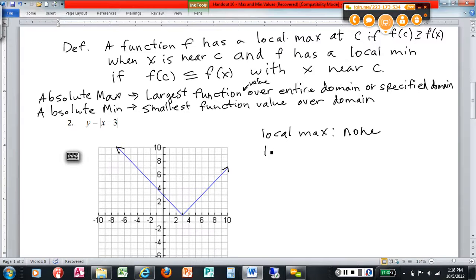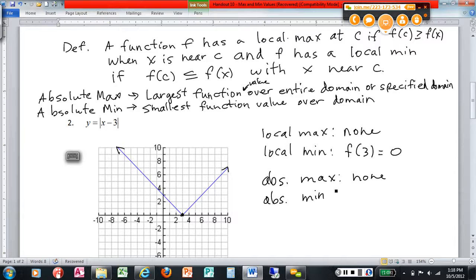Local mins. We got one, don't we? What local min do you see there? Right here, right? F of 3 equals 0. That's a local min. And then absolute max, well, there's none of that either. And then is our local min also an absolute min? I do believe so. The absolute min is for the entire domain, and yeah, that's the lowest point on the graph, that f of 3 equals 0.